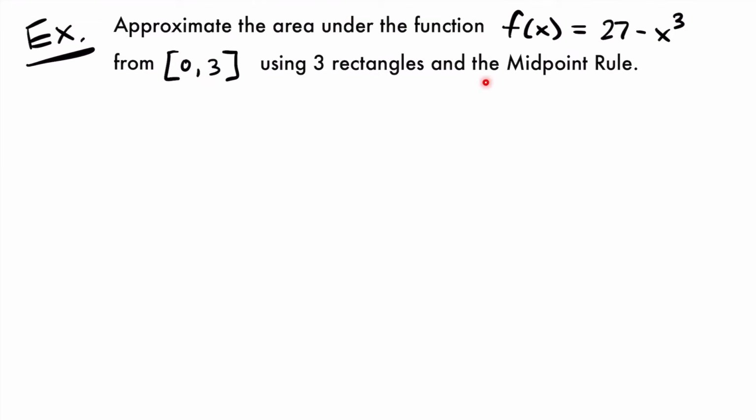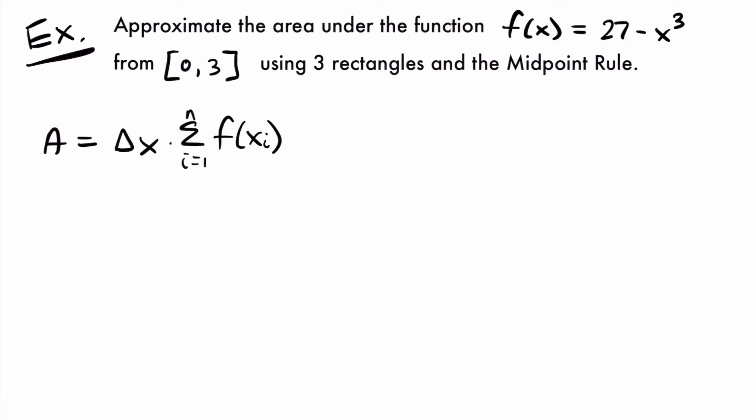All right, so for our next example, we want to approximate the area under the function f of x equals 27 minus x cubed from 0 to 3 using 3 rectangles and the midpoint rule. All right, so this time we don't have a graph of our function. We're just going to do this without the graph. And the first thing that we want to do is write down our area formula. So we know that the area is equal to delta x, the width of our rectangles, times the sum from i equals 1 to n, the number of rectangles, of the function evaluated at x sub i.